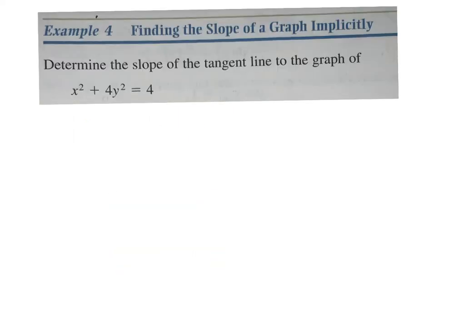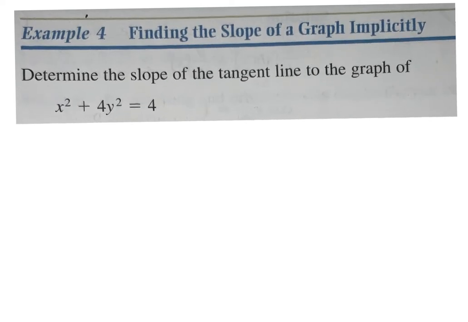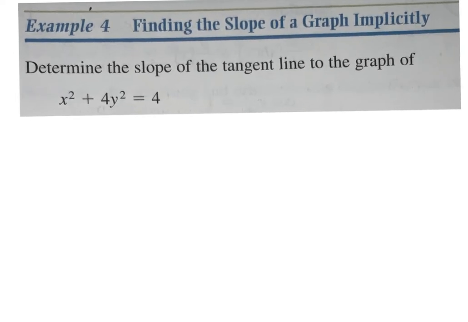So find the slope of the graph implicitly. They want the slope of the tangent line to the graph. They give it specifically at the point, which I didn't copy here, but specifically at the point square root of 2, negative 1 over square root of 2. Let's pick an uglier point than that. So they want the slope of the tangent line at that specific point.